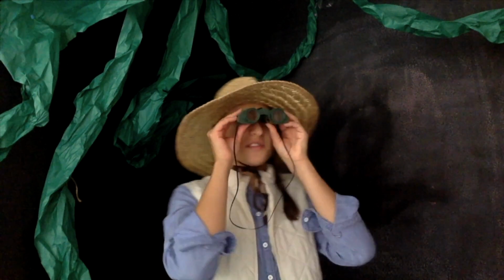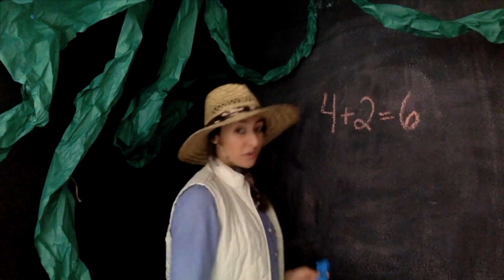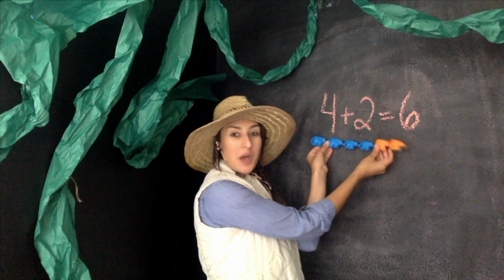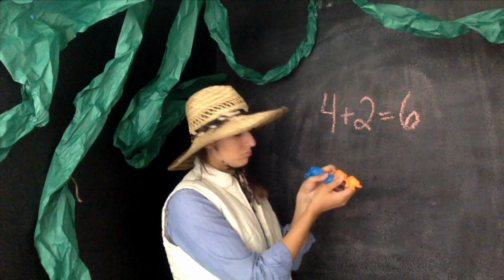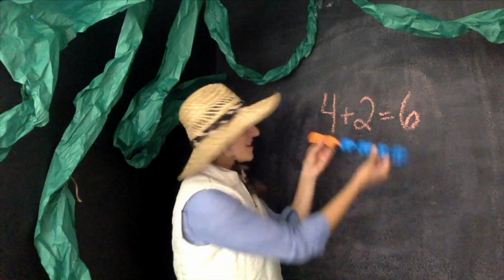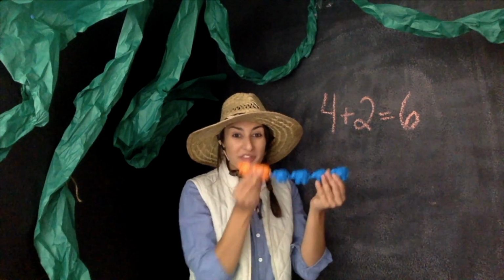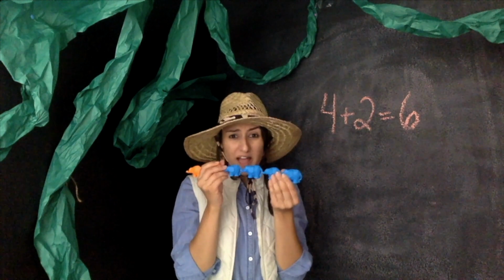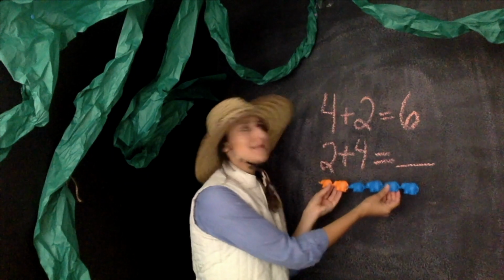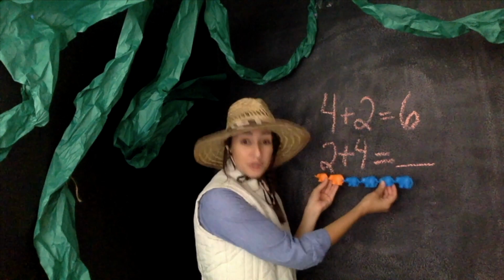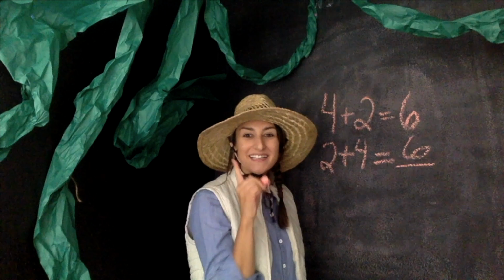Where did my elephant friends go? Can you hear them? I hear them. Earlier, we had 4 blue elephants plus 2 orange elephants equal 6 total elephants. What happens when I switch the order? Now I have 2 elephants plus 4 elephants. What if I start with 2 orange elephants and 4 blue elephants? How many do I have now? You got it. It's the same. 2 orange elephants plus 4 blue elephants still equals a total of 6 elephants. Our sum is still 6.